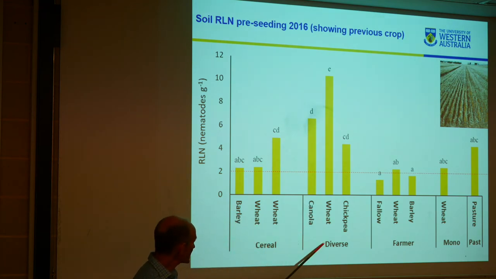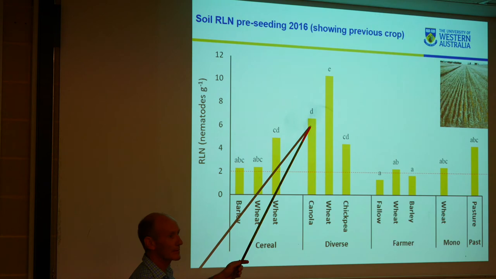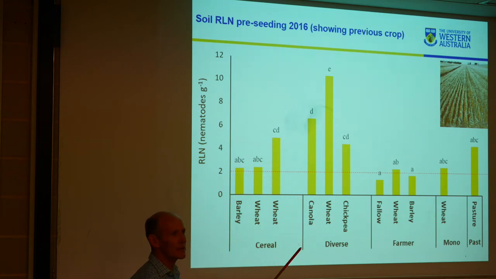Let's go first of all to the diverse rotation. You can see here clearly that with the root lesion nematode, where we had canola last year, levels were pretty high. The line I've drawn there was the low-risk line.